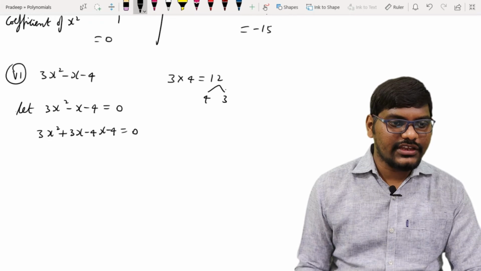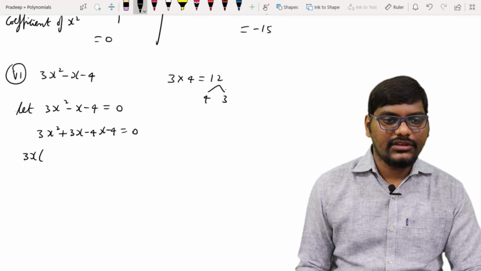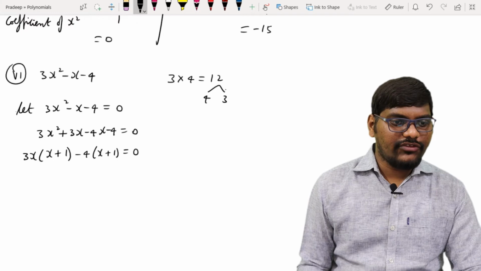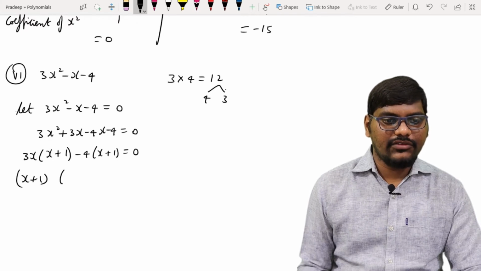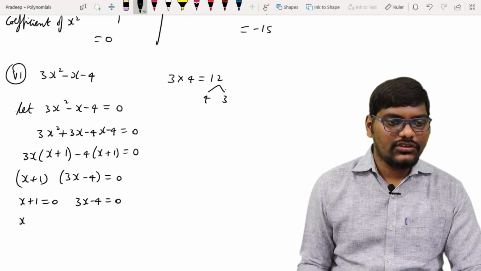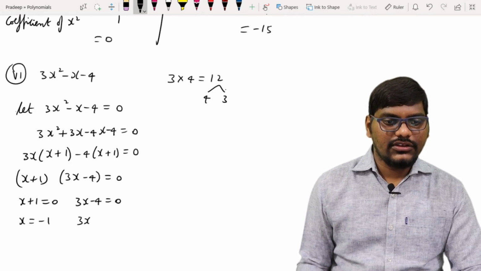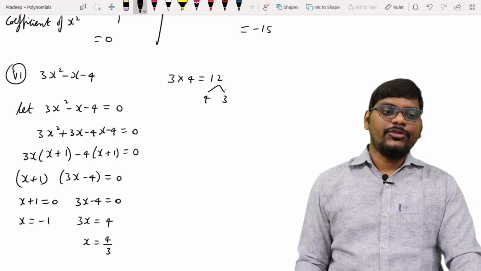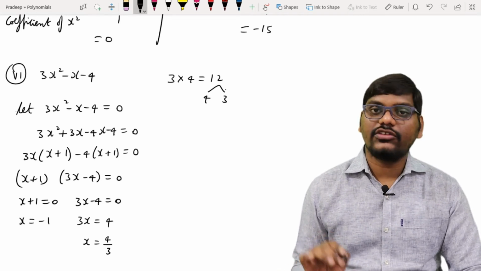So here I'll take 3x common, so I'll remain with x plus 1. Here I'll take minus 4 common, I'll remain with x plus 1. So if I take x plus 1 common, I'll remain with 3x minus 4. So I can write x plus 1 equal to 0, 3x minus 4 equal to 0, x equal to minus 1. This is 3x equal to 4, where x will be 4 by 3. So these are the x values, we got the zeros of the polynomial.